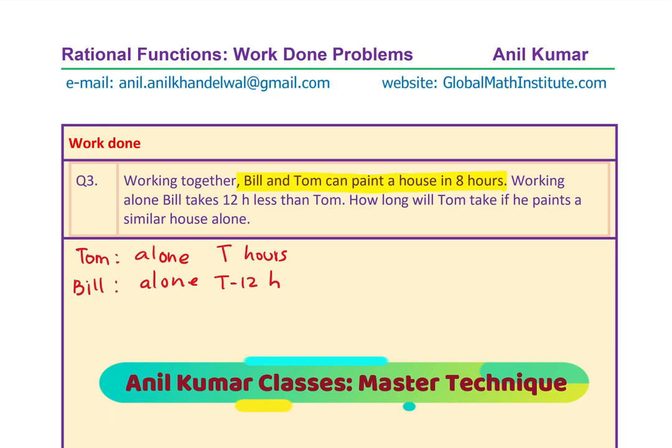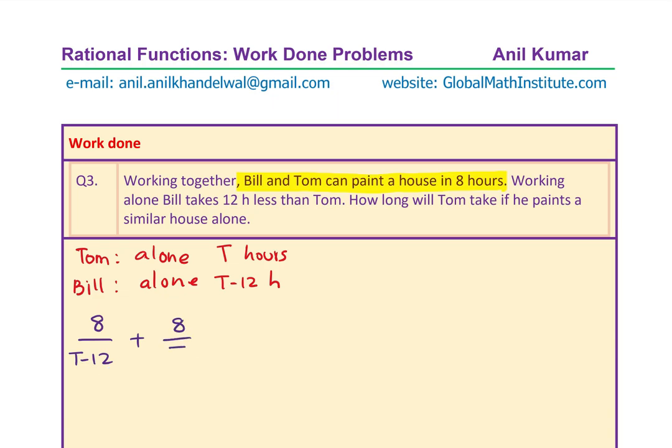They work for 8 hours, right? So 8 hours and the speed of each. So 8 over T minus 12 plus 8 over T, with the speed of T for Tom. They are able to paint the house. You get the idea. The whole house, one unit.